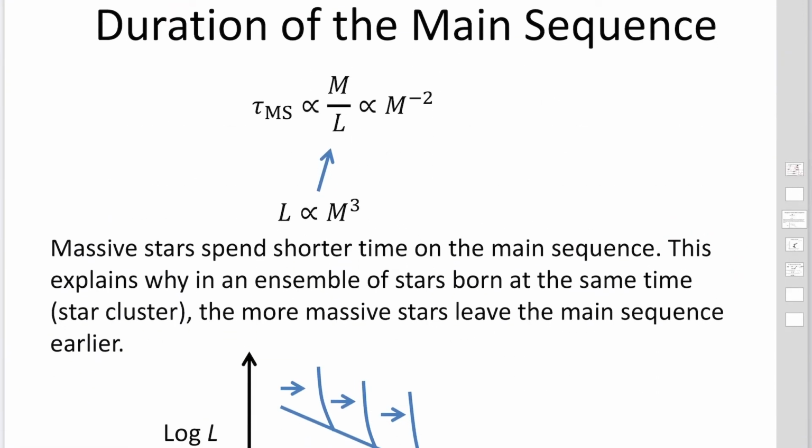So I have explained luminosity is proportional to M cubed. Then the duration of the main sequence star can be estimated: mass divided by luminosity. So the duration of the main sequence star is proportional to M to the minus two. So massive stars spend a shorter time on the main sequence. This explains why, in an ensemble of stars born at the same time, like star clusters, open clusters, globular clusters, the more massive stars leave the main sequence earlier.